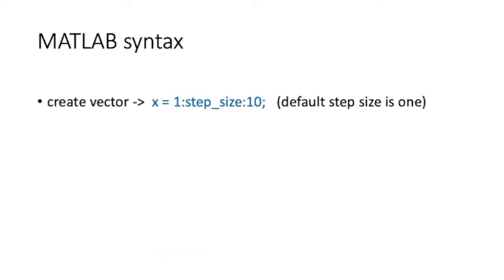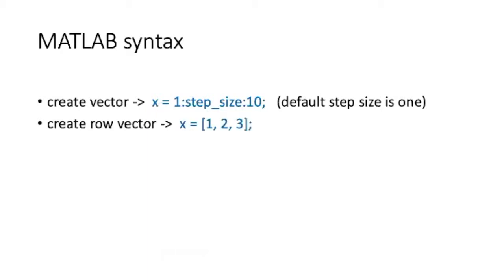So to create a vector, all you need to use is the colon operator, where the first element is where you want to start, and then you put in the step size. And if you don't put anything for the step size, it will just default to 1. And then another colon, and this is where you want your vector to end. So here, x would be basically 1, 2, 3, 4, 5, 6, 7, 8, 9, 10 as a vector.